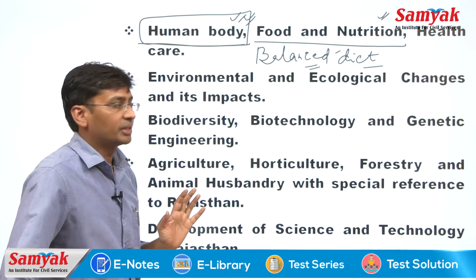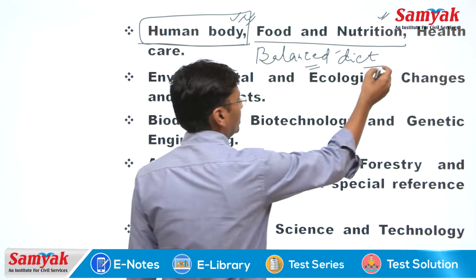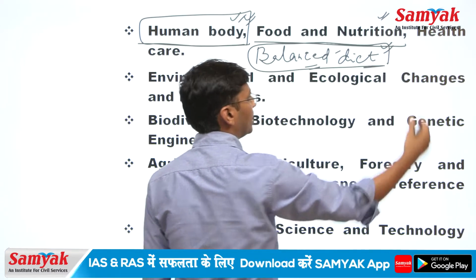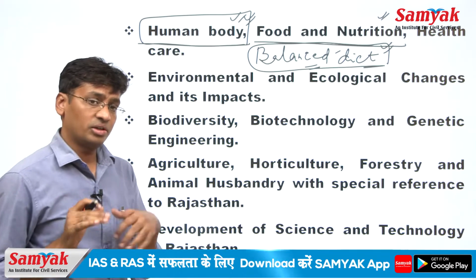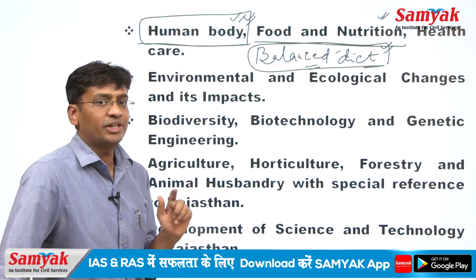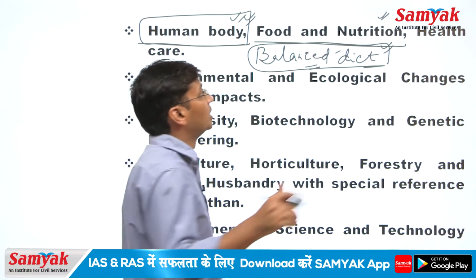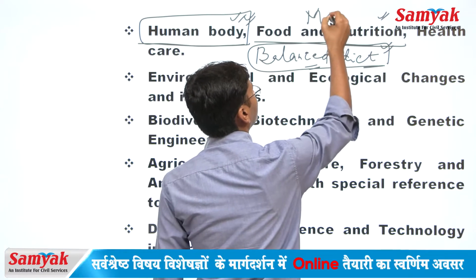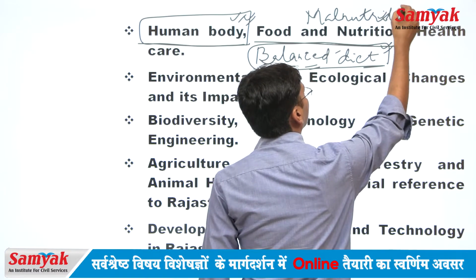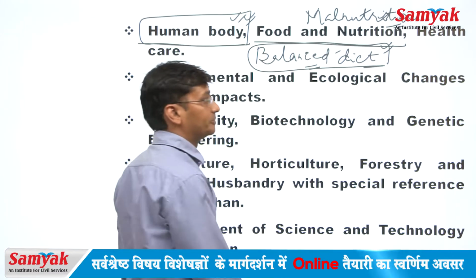in this section. And it has been seen that many questions are asked from this topic, that is balanced diet, or questions related to diseases related to the balanced diet or the unbalanced diet, that is malnutrition. So, questions related to malnutrition are usually asked in the RAS pre examination.